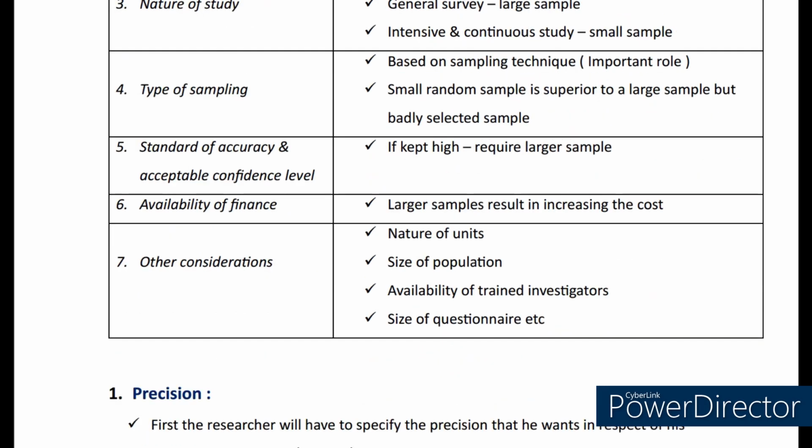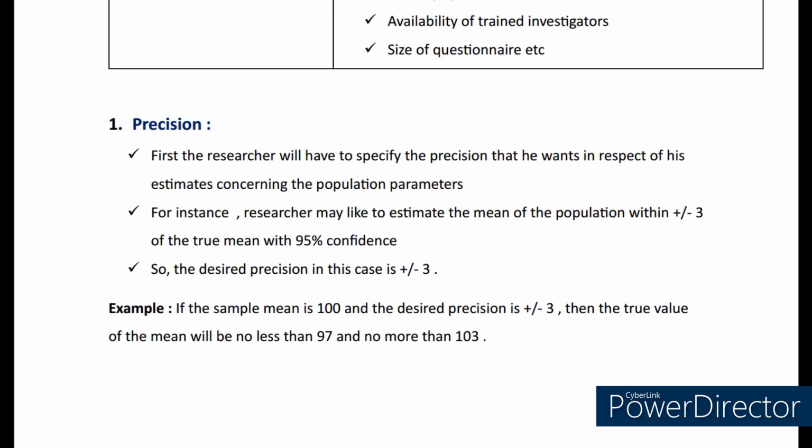Next is the availability of finance or budget. So for large samples, we need more money, right? So larger samples will result in increasing the cost of sample estimates. And some of the other considerations include nature of unit selected, size of the population, availability of trained investigators, size of questionnaire, etc. So now let's start with the first term, precision.